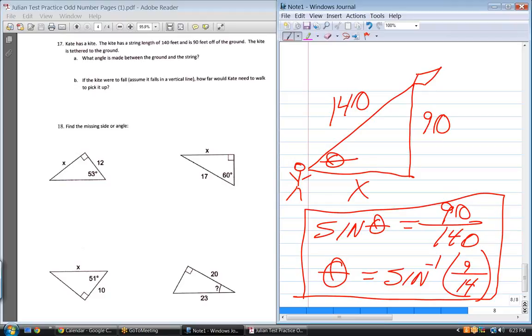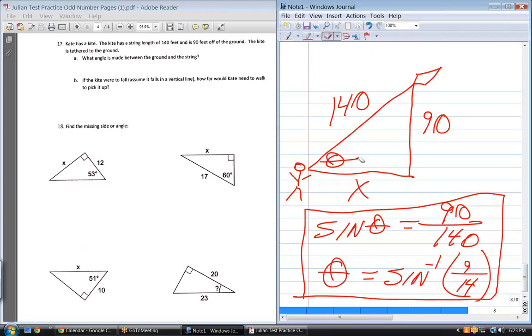Just always remember that when you take trig functions of angles, you get ratios. You get numbers. Which means that when you take inverse trig functions of ratios, you get angles. So if you're trying to solve for an angle, you need to take an inverse trig function.